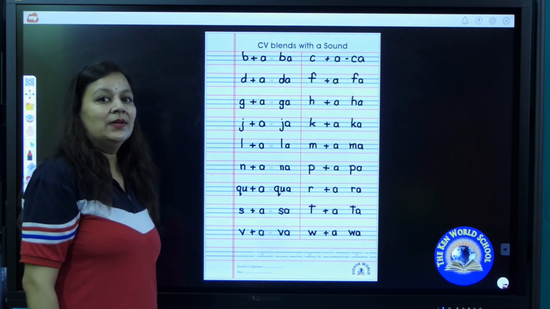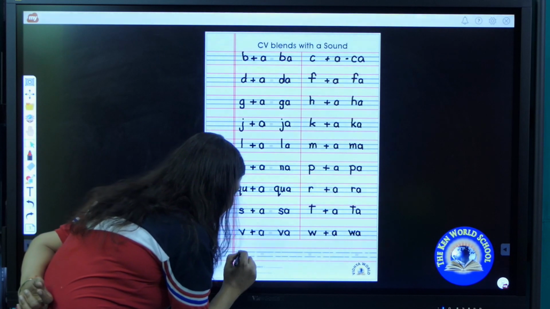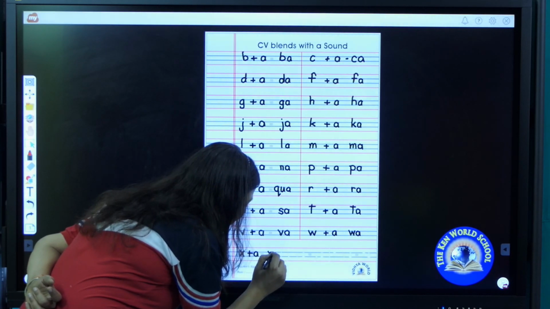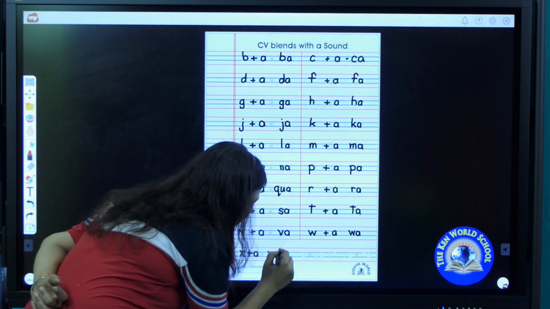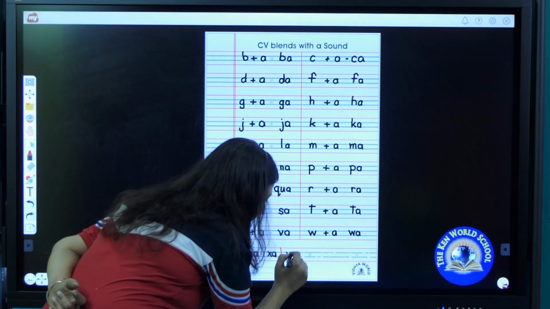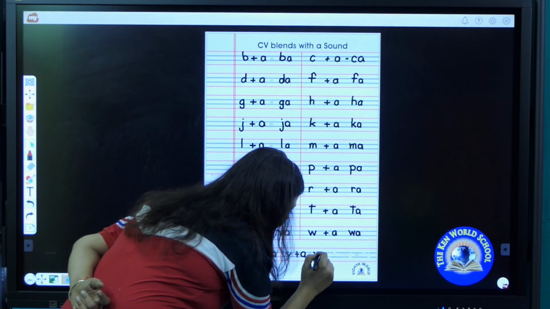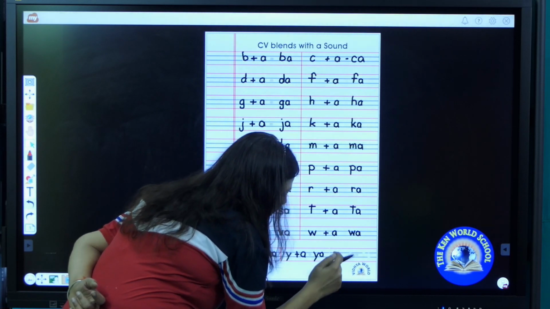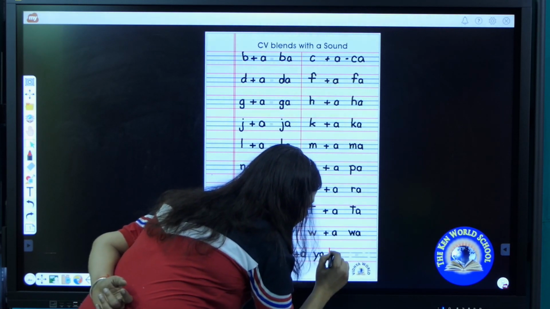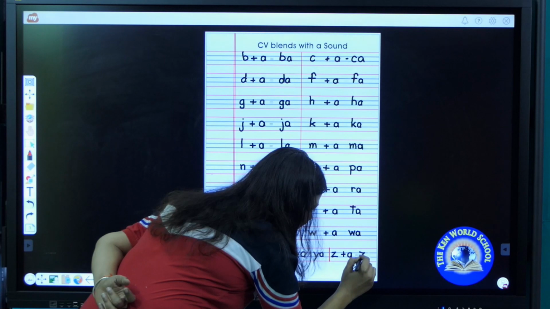Now come to the next consonant. The next consonant is X. X A Xa. X A Xa. Now, which is the next consonant? It's Y. Y A Ya. Y A Ya. Now the last consonant is Z. Which is the last consonant? It's Z. Z, A, Za. Z, A, Za.